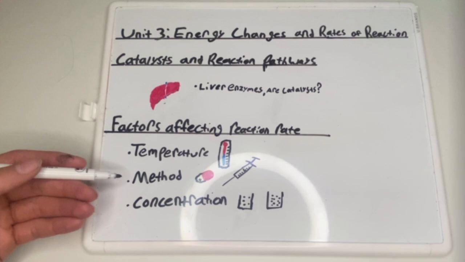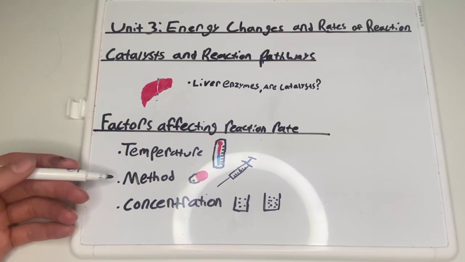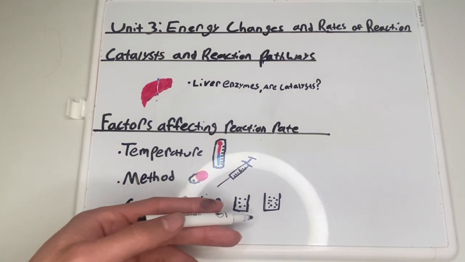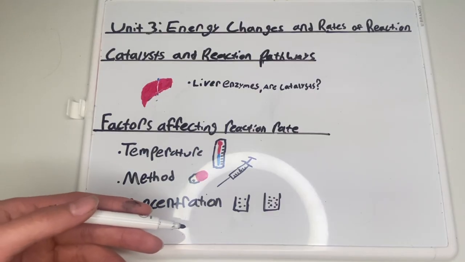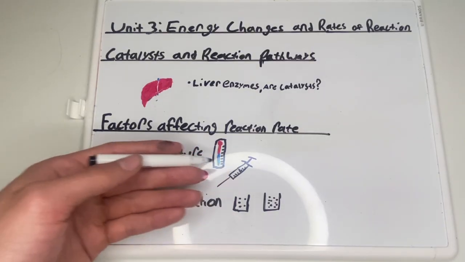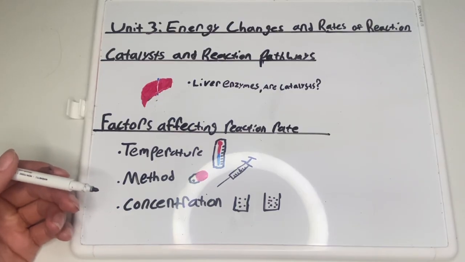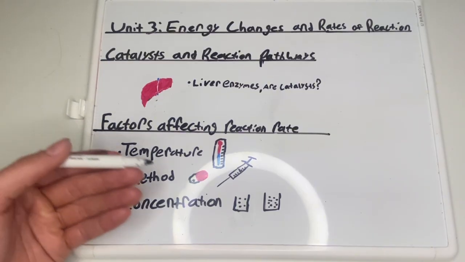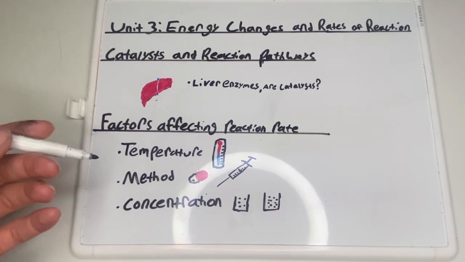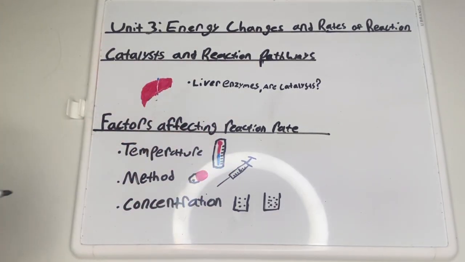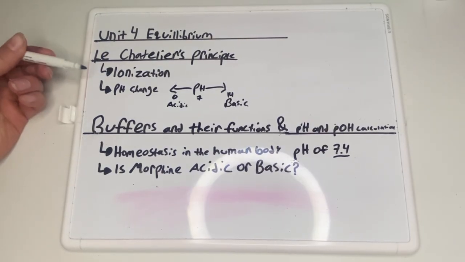Furthermore, method of administration matters equally, as intravenous injection causes morphine to act much faster than oral consumption because it enters directly into the bloodstream instead of passing through the digestive system to be broken down. Enzyme concentration also affects how rapidly morphine is metabolized, as aforementioned about liver enzymes. The concentration of morphine itself can also increase the reaction rate because a greater number of particles lead to more molecular collisions.